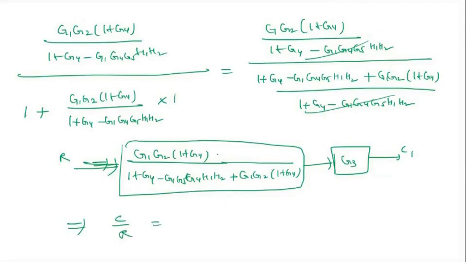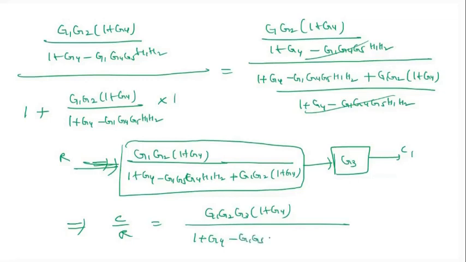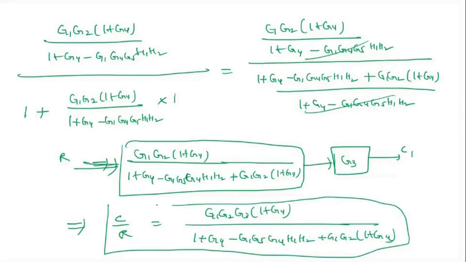So just G3 will be added in the numerator. Finally the answer is G1, G2, G3 into 1 plus G4 by 1 plus G4 minus G1, G5, G4, H1, H2 plus G1, G2 into 1 plus G4. If you want, you can simplify further, otherwise you can leave it at this step. It's not a big deal. So this is the transfer function C by R, for C1 by R1. I mentioned C and R everywhere, but you need to write C1 and R1, no issue. So finally, this is the transfer function for C1 by R1.